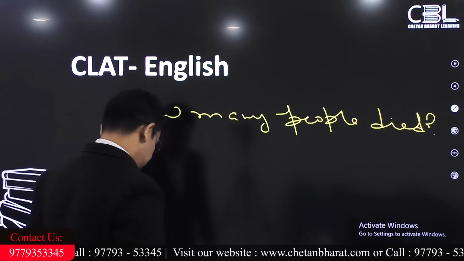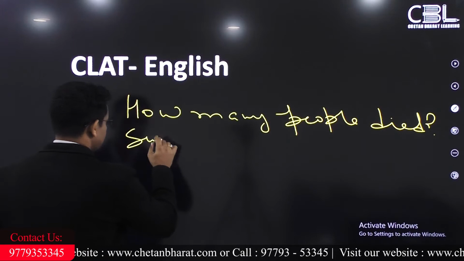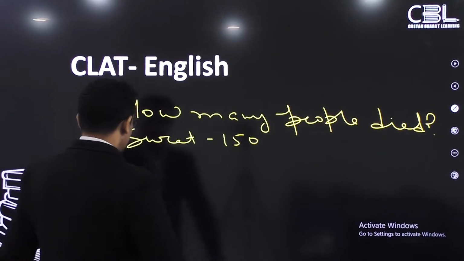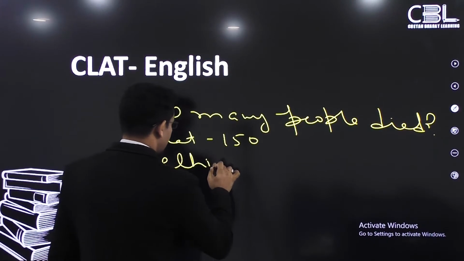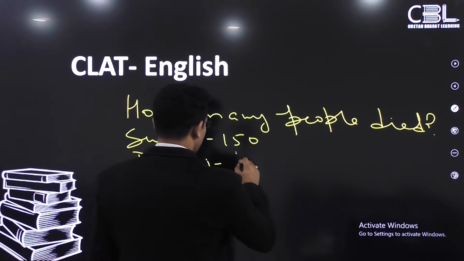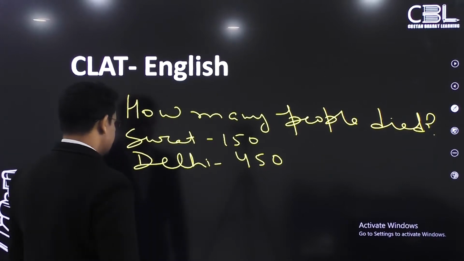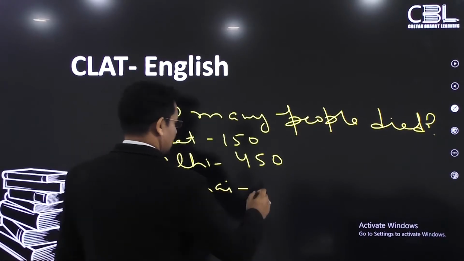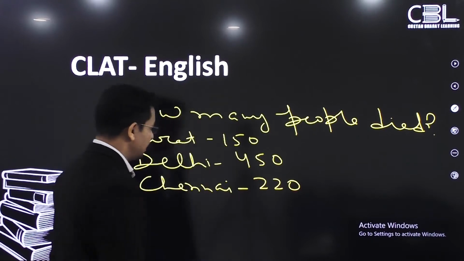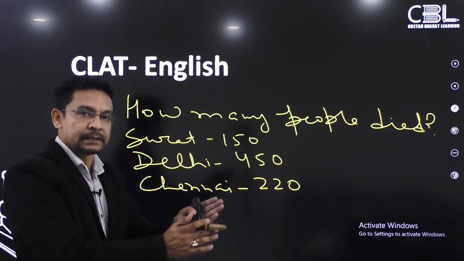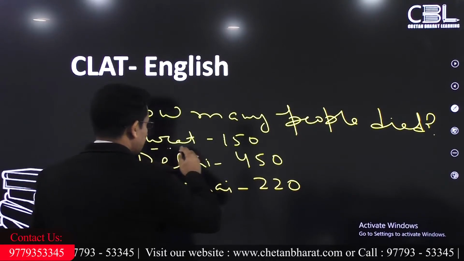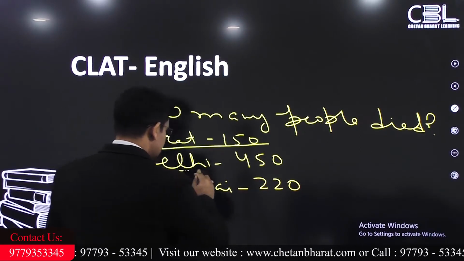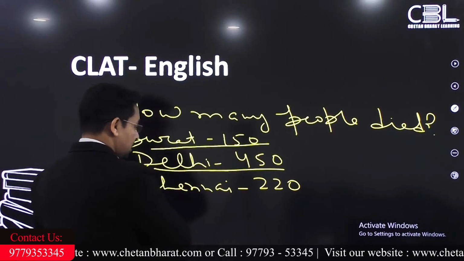Now there is some information given. Let's say in Surat, 150 people died. Let's say in Delhi, we are talking about some bomb blasts, the number goes to 450. Let's say in Chennai, it is 220. And this information is given in a scattered manner. The first paragraph talks about the bomb blast that took place in Surat. The second one talks about Delhi. The third one talks about Chennai.